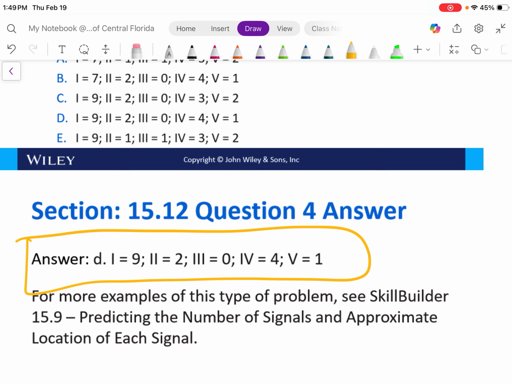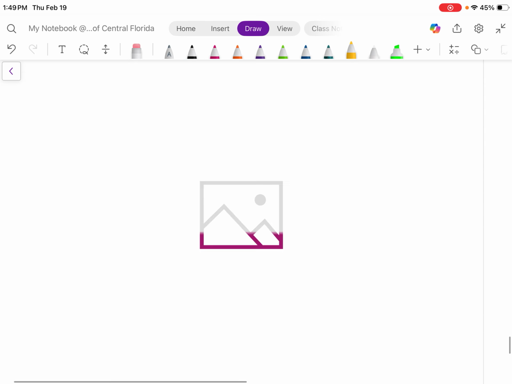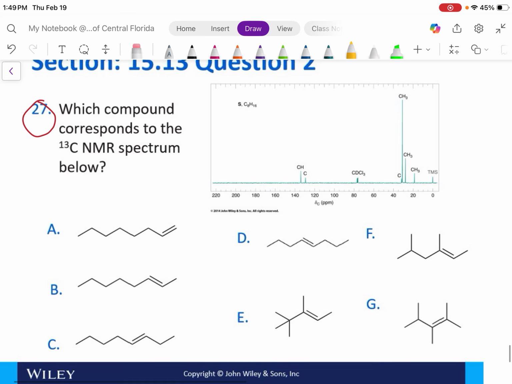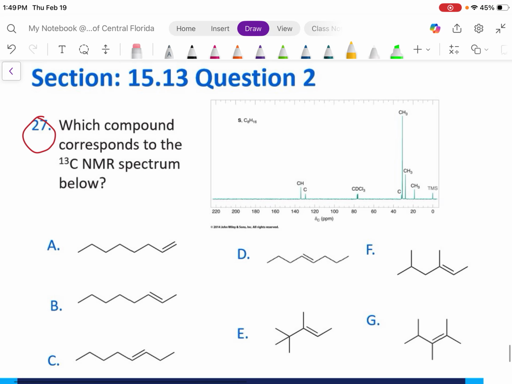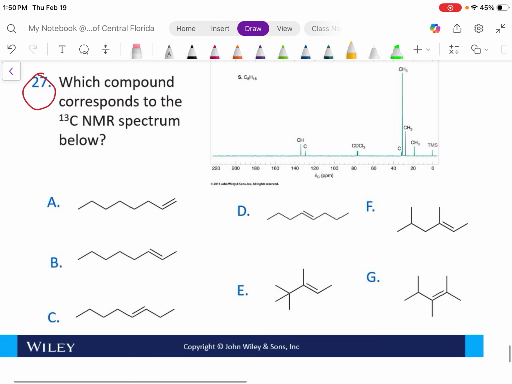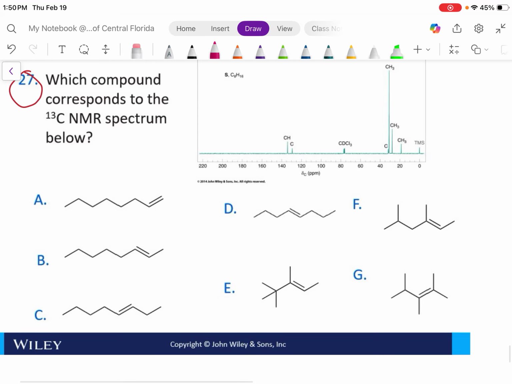And I think that was the last one. Nope. 27. Okay. So we see that the answer is E. But how do we get answer E here? Let's see. So that's A, and A. Those are all the same things right there.